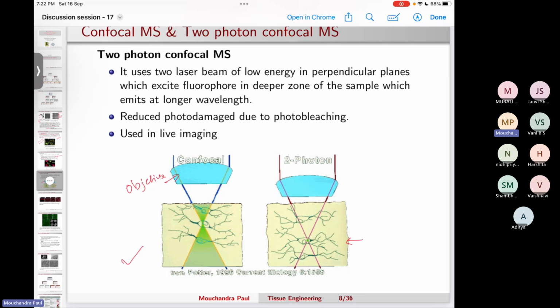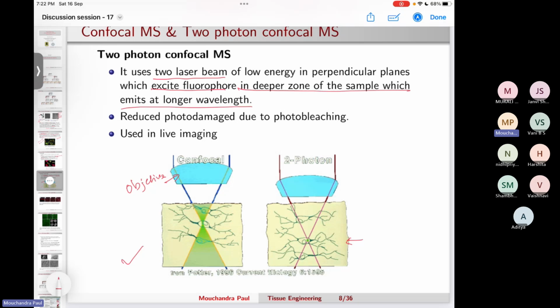So the two photon uses two laser beams. Okay, and they excite the fluorophore, that is the fluorescent dye molecule, in the deeper zone of the sample, which emits at a longer wavelength.